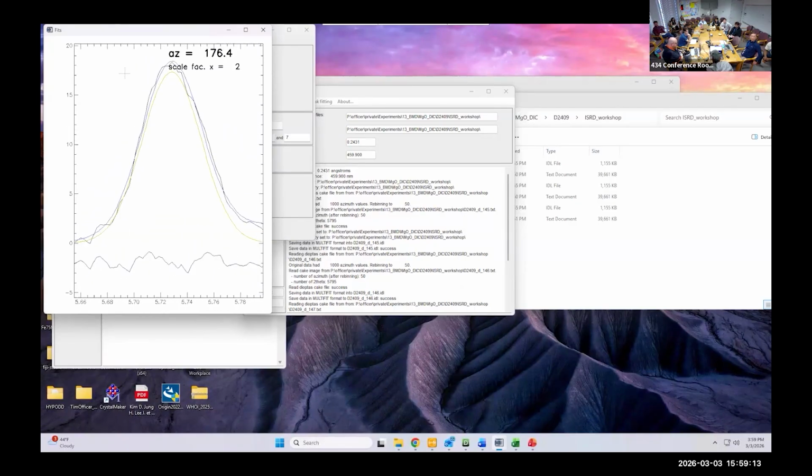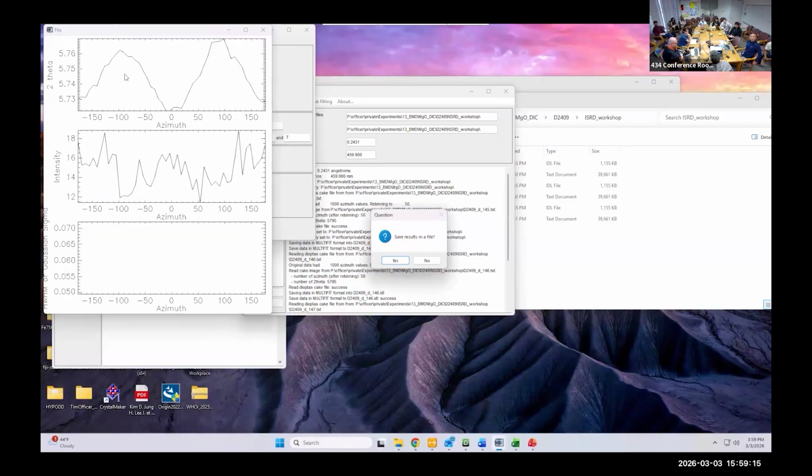Well, this is a weak peak, right? Yeah. The very first one tends to be very weak. So the data quality is not good, but you can see that it did at least end up with that cake-looking pattern. So this is azimuth versus 2 theta. So it's good enough for this demonstration.